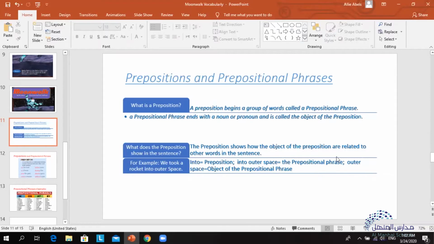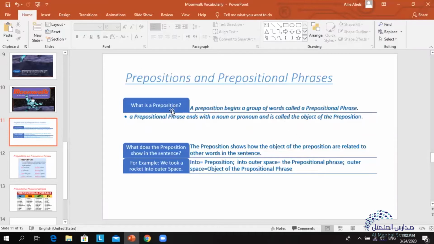Today, we will be discussing prepositions and prepositional phrases. Okay, so the first question that comes to mind is, what is a preposition? A preposition begins a group of words called a prepositional phrase. And what is a prepositional phrase? A prepositional phrase ends with a noun or pronoun and is called the object of the preposition.